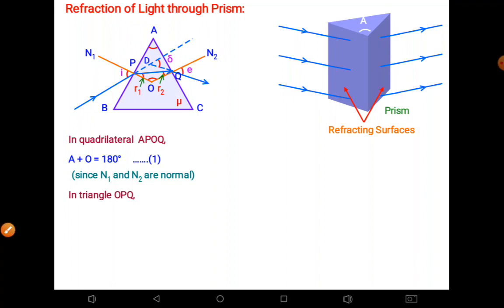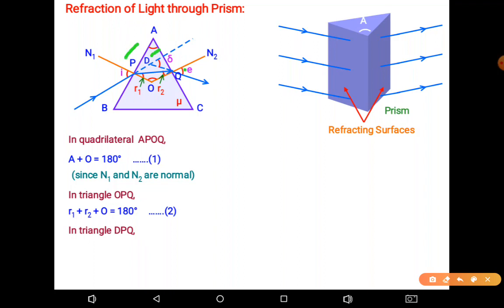In triangle OPQ, there are three angles R1, R2 and angle O. So the sum of these three angles is also 180 degrees. In triangle DPQ, considering this triangle, there are some small angles whose values we will find out. So delta is equal to the sum of these two angles: I minus R1, that is angle P, and angle Q, that is E minus R2.